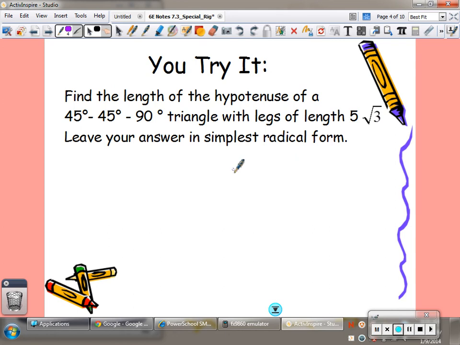So let's try your own. I'll work the problem with you as we go through. Some of you may want to draw a picture. Some of you may not need a picture. It sort of depends on your personal preference. I like the picture, so I'm going to set up.